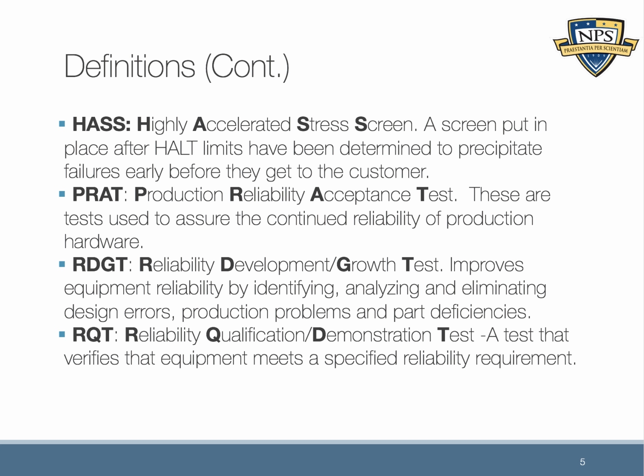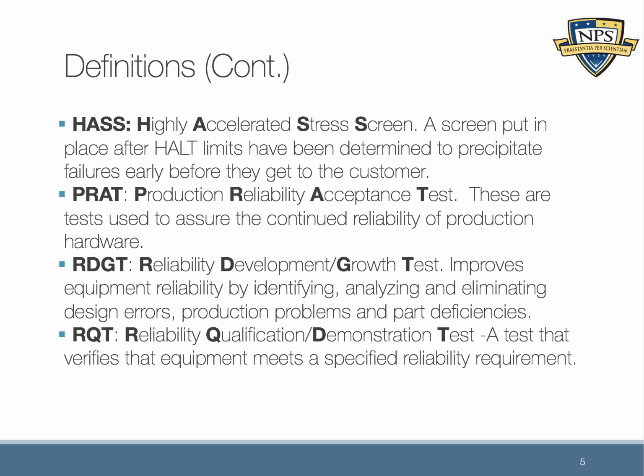HAS is highly accelerated stress screen. So again, it's a screen, and it's put in place. And this goes after HALT has been applied. So we would apply them in the order of HALT, then HAS, then HASA. Okay. And again, it's an accelerated test. It's used to stress the system and essentially find those failures in the system and weed those systems out that are failing.